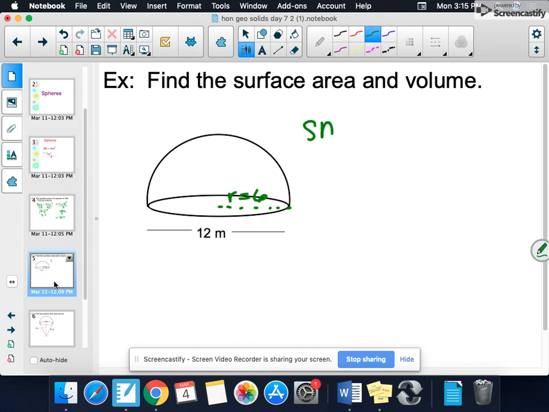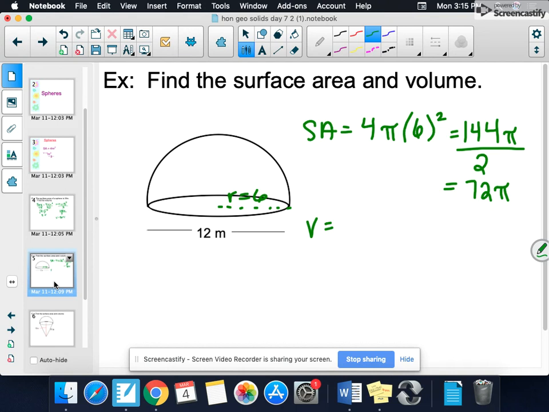So for surface area, I'm doing 4 times pi times 6 squared. And then remember, I'm going to get 144 pi for that, so 36 times 4. And then I'm going to cut it in half because it's a hemisphere. So when I cut that in half, I'm going to get 72 pi.